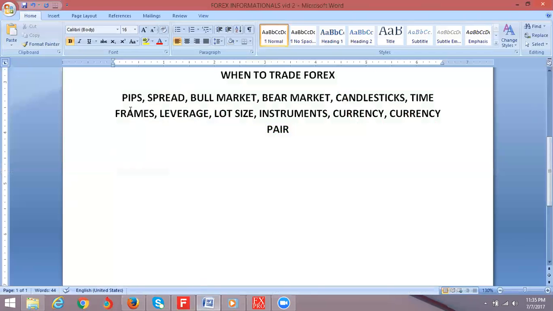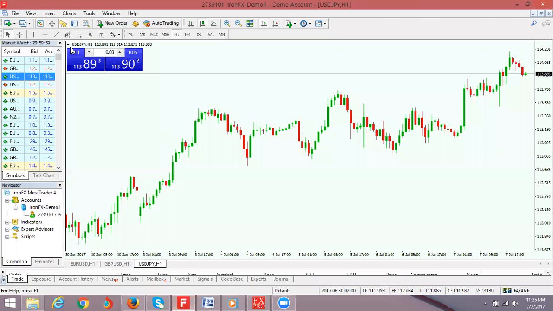The next one is spread. The spread is basically the difference between the ask and the bid price, or the sell and the buy. So in this case, we have 113.89 and 113.90, which means the spread between these is just about 1. Yeah, that is the spread.